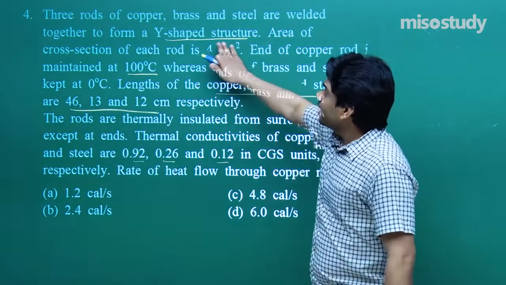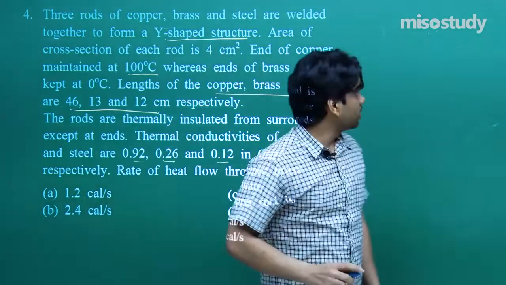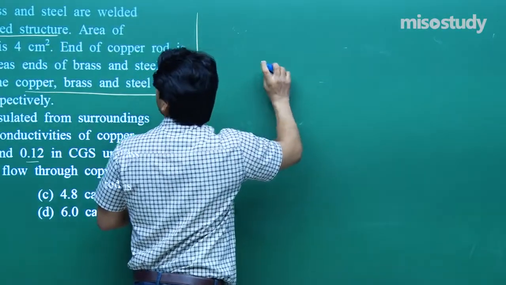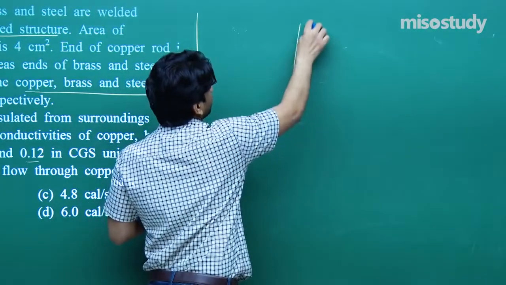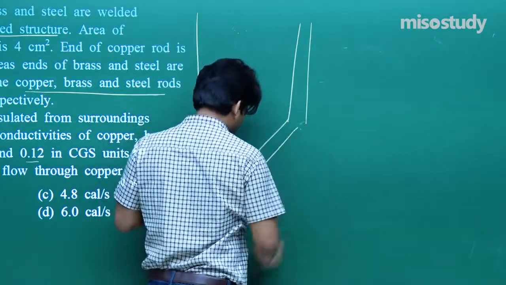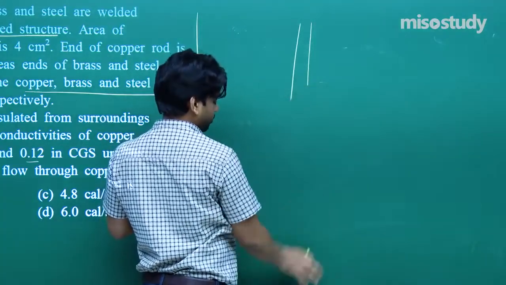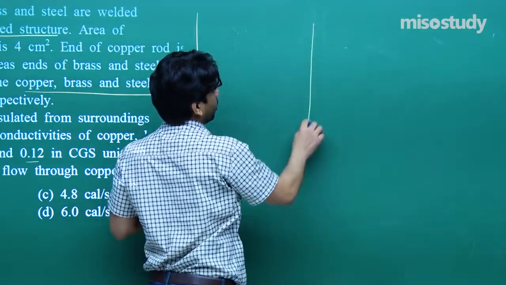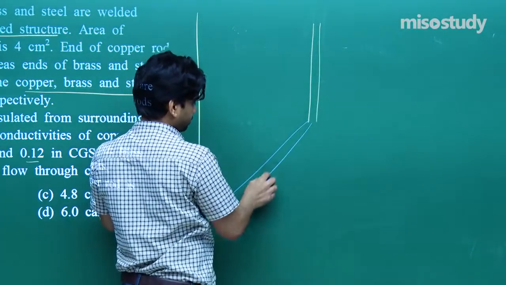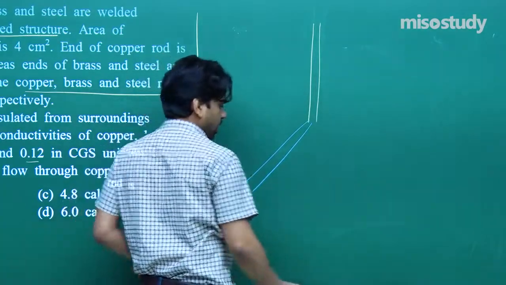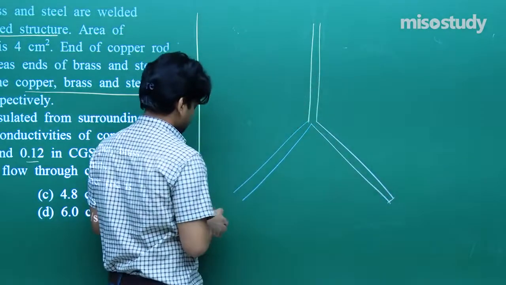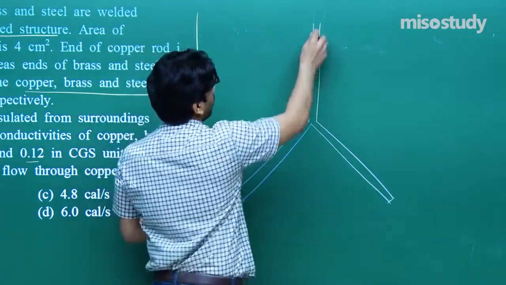See, they are connected in a Y-shaped structure. So if I draw a Y-shaped structure, it will be somewhat like this. 3 rods of copper, brass and steel. I am going to draw an inverted structure. This you will understand as I complete the figure, as I start explaining to you all about this diagram. Let us say this is a copper rod, then we have the brass and steel, and next we have their end temperatures. I believe it's clear to you all about this Y-shaped arrangement.